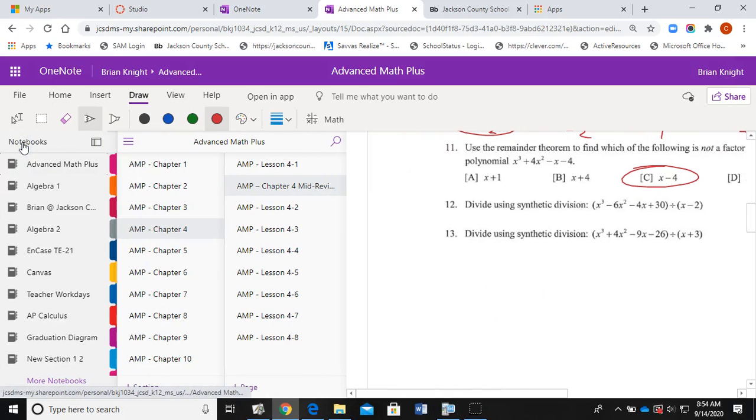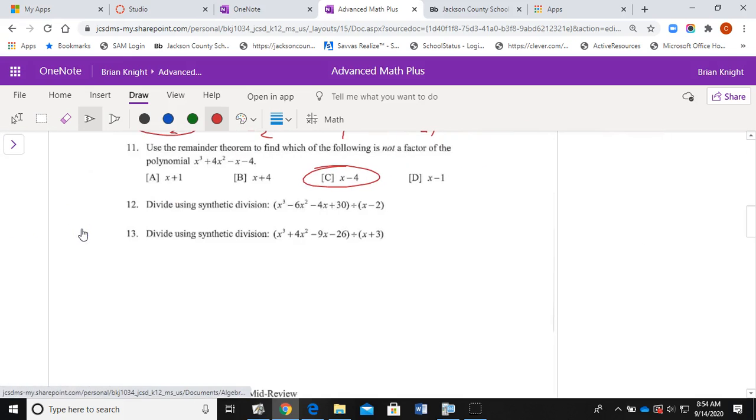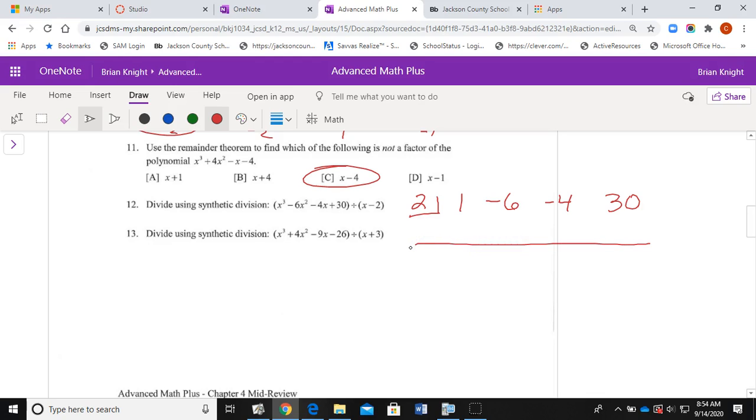Number 12. Divide using synthetic division. We just did that earlier. So if you're dividing by x minus 2, what goes in my little box? Plus 2. Okay? And then you have 1, -6, -4, and 30. And on these, understand, you're not solving or anything. You're just dividing. They just want to know what you get when you divide it.